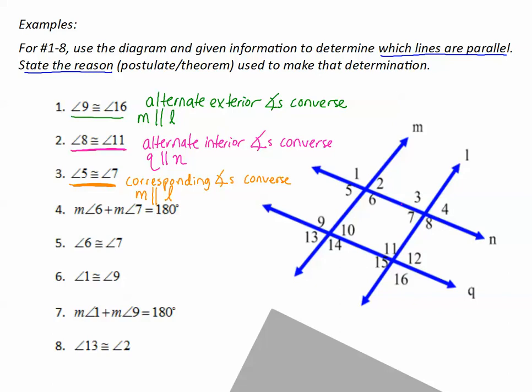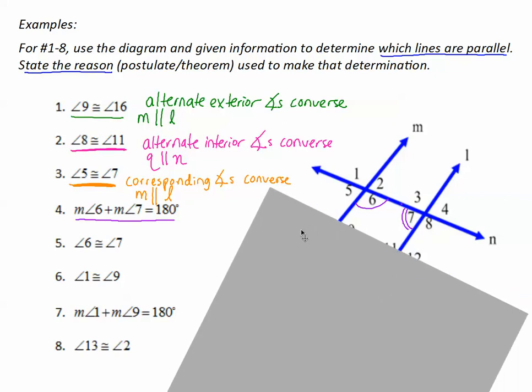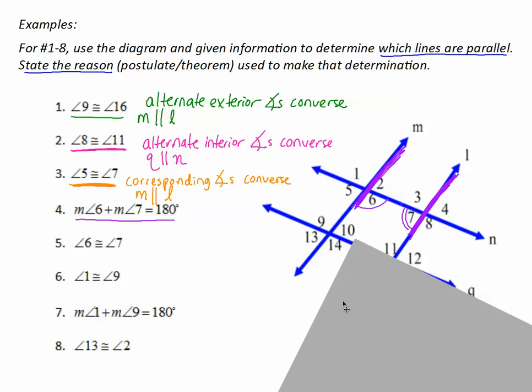Let's do number 4. Measure of angle 6 plus the measure of angle 7 equals 180 degrees. Here's angle 6, here's angle 7. Let's look at what kind of angles these are. Notice I put different angle marks because they're not congruent. They add up to 180 instead. Let's take our piece of paper and cover up the part of the picture that we don't need to see. These two angles are in between these two lines, therefore they're interior. But this time they're on the same side of the transversal, so they are consecutive interior angles. Let's make a note of that. Consecutive interior angles.